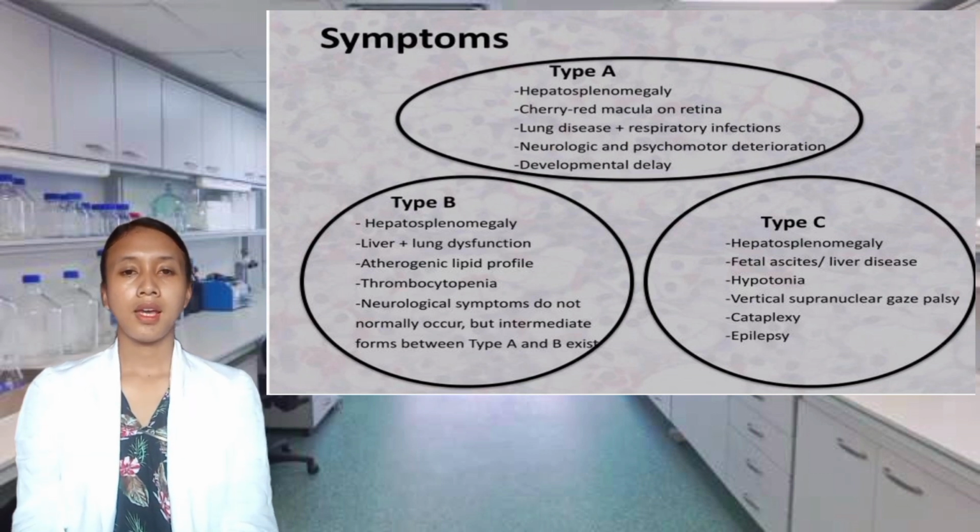Now, in type C, hepatosplenomegaly still exists, fetal ascites or liver disease, hypotonia, which is a term that describes decreased muscle tone, and vertical supranuclear gaze palsy, which refers to the condition in which neither eye moves fully upward or downward. Cataplexy, the sudden loss of muscle tone while a person is awake, leads to weakness and a loss of voluntary muscle control. And the last is epilepsy, defined as having two or more unprovoked seizures.